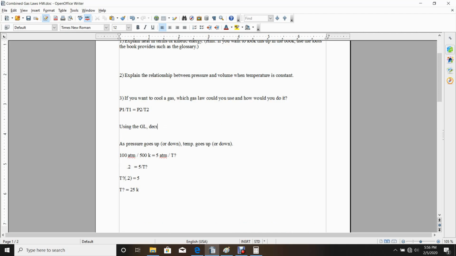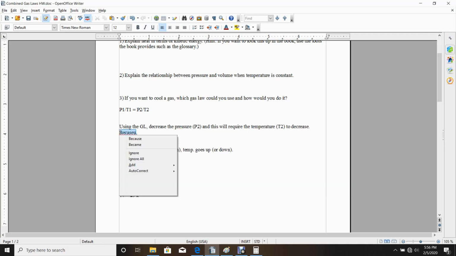decrease the pressure, which we can say is P2. And this will require the temperature, T2, to decrease. Temperature and pressure are directly related. All right, there you go.